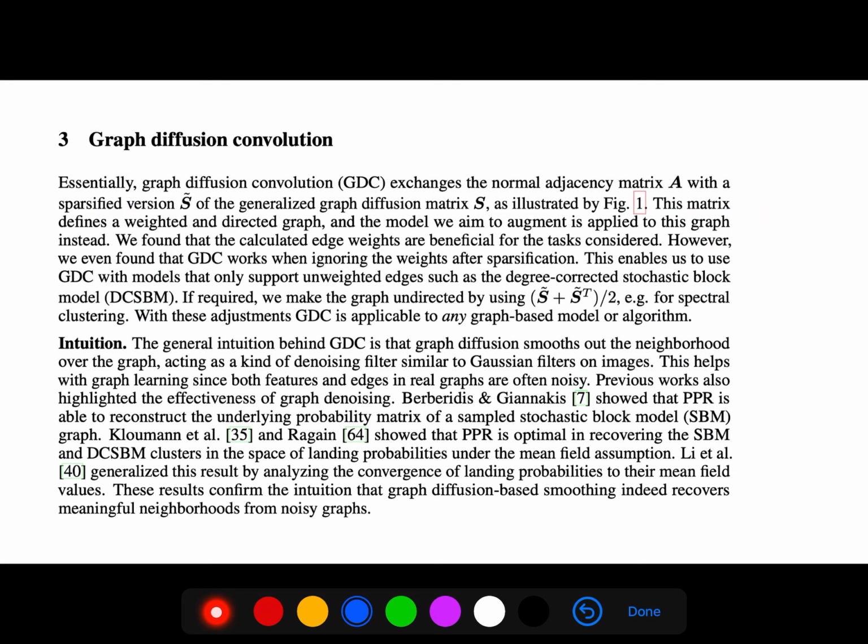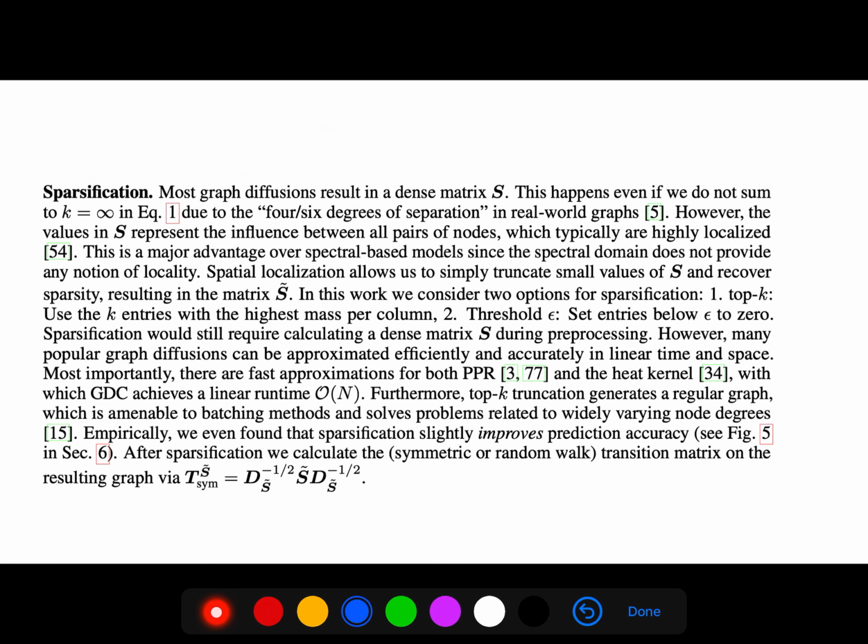Essentially, graph diffusion convolution exchanges the normal adjacency matrix with a sparsified version of the generalized graph diffusion matrix. This matrix defines a weighted and directed graph, and the model we aim to augment is applied to this graph instead. The general intuition behind GDC is that graph diffusion smooths out the neighborhood over the graph, acting as a kind of denoising filter similar to Gaussian filters on images.